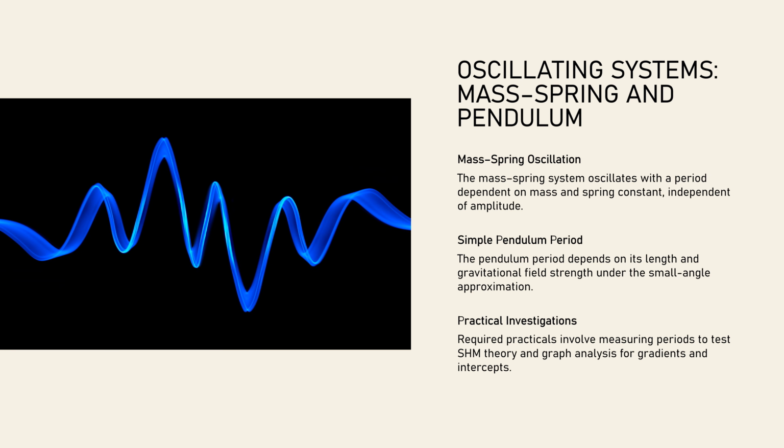For a simple pendulum undergoing small angle oscillations, the period is given by T equals 2 pi square root L over g, where L is the length of the pendulum and g is the gravitational field strength. The small angle approximation is essential here, as it ensures the restoring force is proportional to displacement.